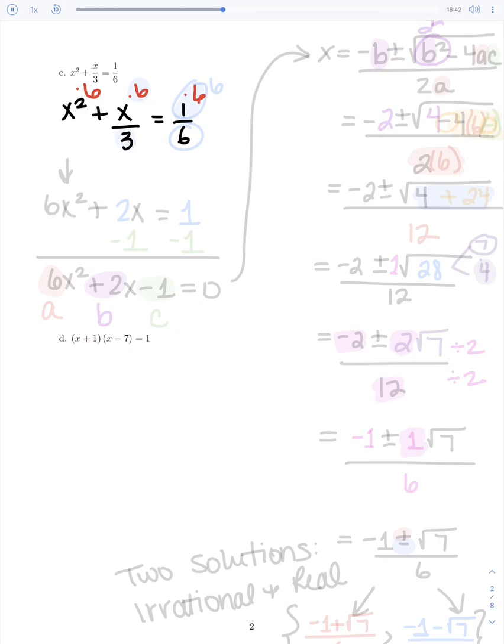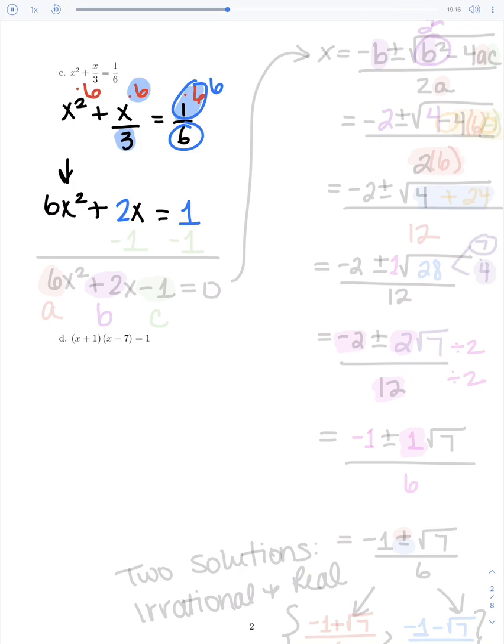Let's see what that'll do for me. On this first term, that will give me a 6x squared. However, on this second term, I'll have a 6 over 3. Well, 6 divided by 3 is a 2x equals, and on this last one, we'll end up with a 6 times 1, which is 6 on top, divided by the 6 on the bottom will give us just a regular 1.